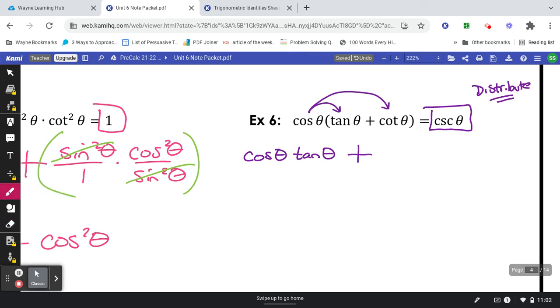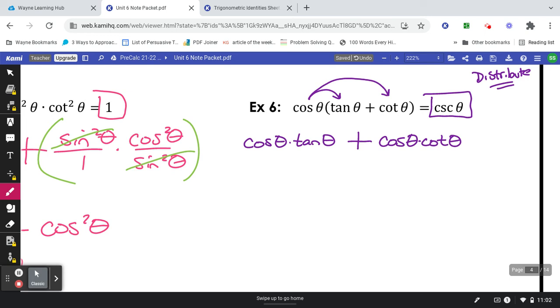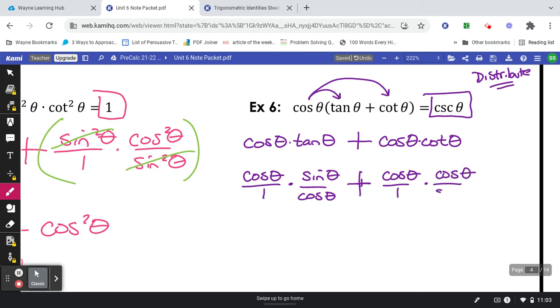And then a big old plus sign again. Cosine times cotangent would just be cosine cotangent. Again, if you want the dot, you can. If not, that's okay. Then we're going to try to turn these into sines and cosines. So cosine over 1. Tangent is sine over cosine. Big old plus sign. Cosine is cosine over 1. Cotangent is cosine over sine.